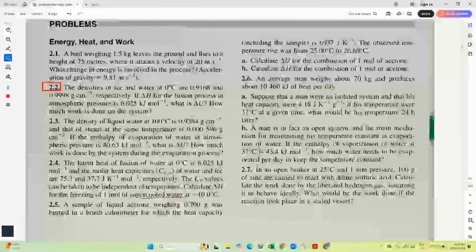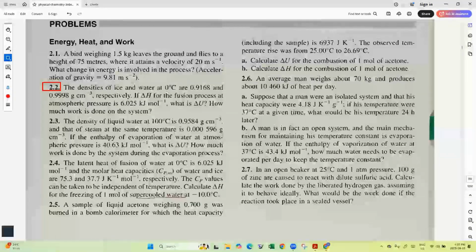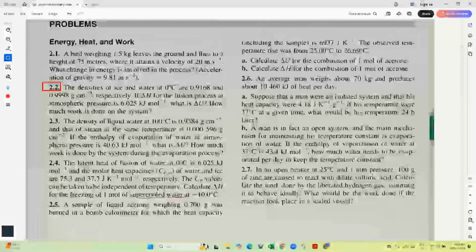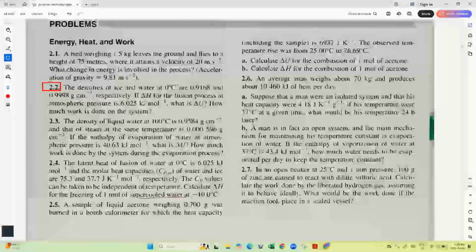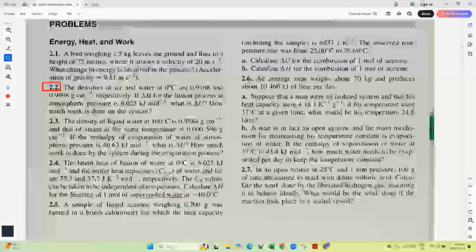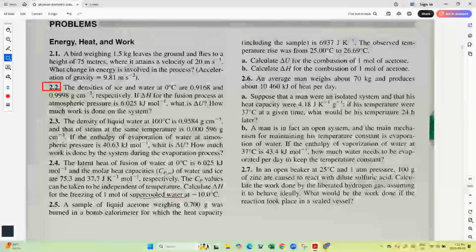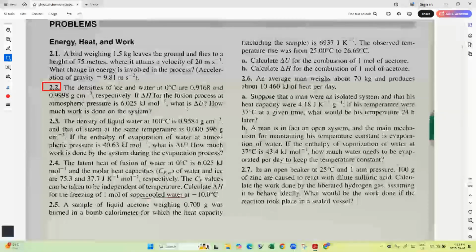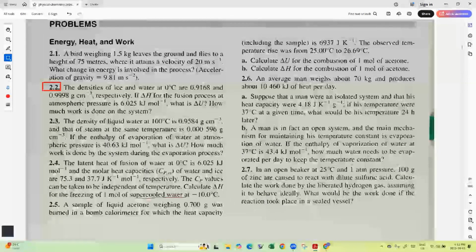Problem 2.2. The densities of ice and water at 0 degrees Celsius are 0.9168 and 0.9998 gram per centimeter cube, respectively. If delta H for the fusion process at atmospheric pressure is 6.025 kilojoule per mole, what is delta U? How much work is done on the system?